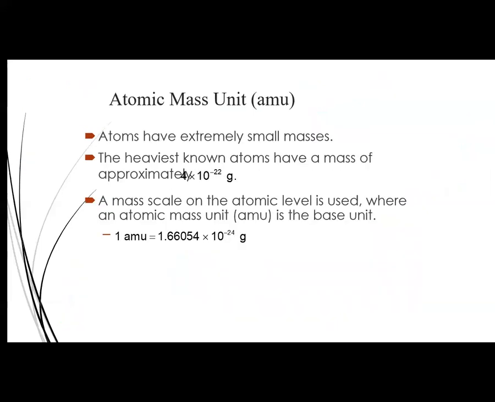Now, the atomic mass is this AMU. And so atoms have extremely small masses because they're very tiny. The heaviest known atoms are only about 4 times 10 to the minus 22 grams, so really small. And so we use this AMU to kind of keep things a little bit easier as we talk about them. It makes it a little bit easier when we talk about atomic masses, right? But it doesn't quite equal a gram. And so you want to make sure that you understand that an AMU is much, much smaller than a gram.